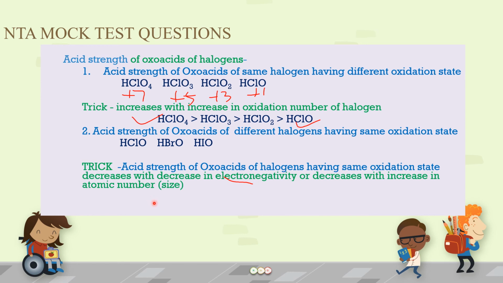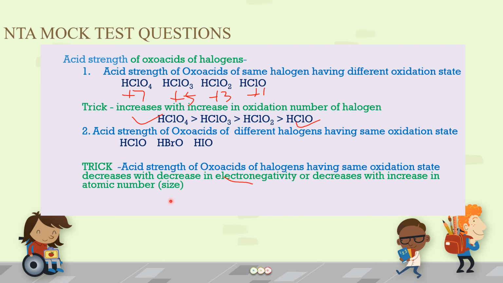So as we go down the group, the atomic size is going to increase, or you can say that the electronegativity is decreasing, and the acidic strength will also decrease with the decrease in electronegativity. Now why these two are taking place according to this? Well, you can have a detailed understanding in my lecture on the oxoacids of halogens, which is available in the playlist on Inorganic Made Easy.